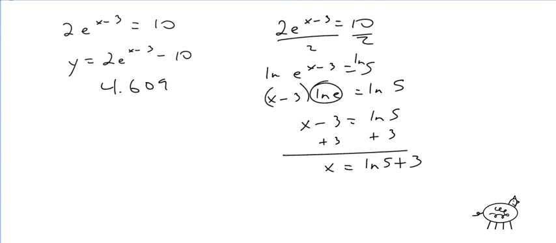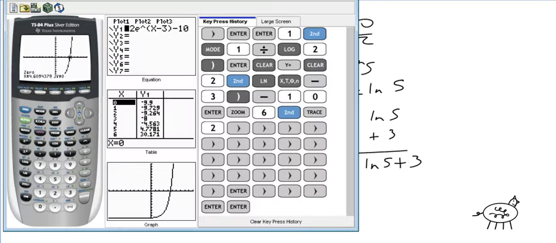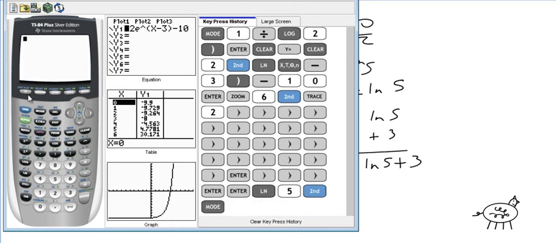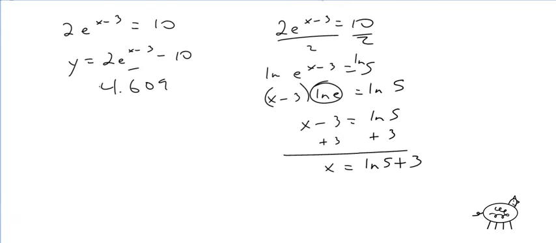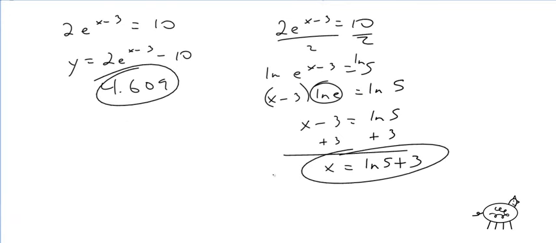So let's check out that value. I hope it all works out here. Ln of 5. Oops, we need to quit out of here. Sorry. So ln of 5, close parenthesis, plus 3. Hit enter. 4.609. Hey, there it is, man. Okay, so again, this is exact. That's decimal.